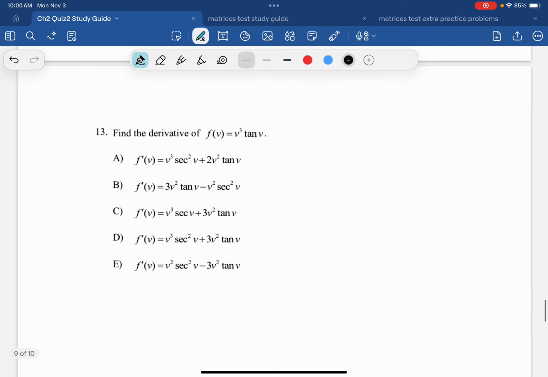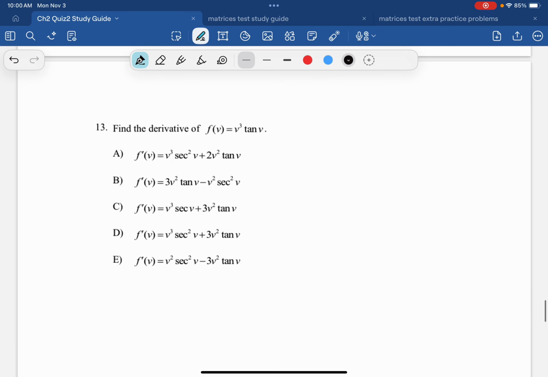Last question, looks like, is going to have me using product rule. So f prime of v is going to be 3v squared, so derivative of the first factor, but I have to leave the second one alone, so 3v squared times tangent of v, plus, leaving the first one alone, v cubed times the derivative of the second part, which is secant squared of v. So that looks like it's going to be choice D.